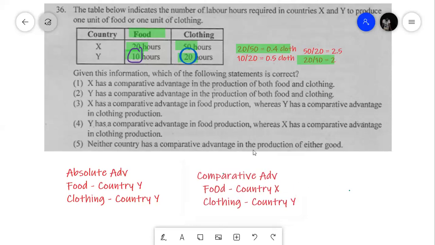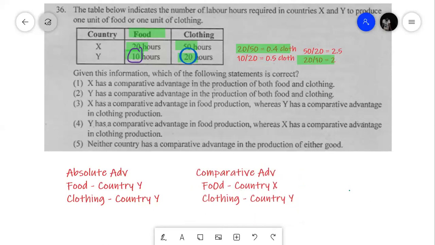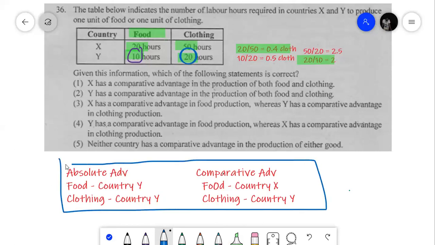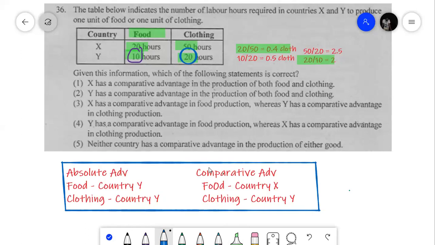Based on that, can you all read and tell me what the answer is? I'm not going to go through each and every answer. Based on the results we have, which one is the correct one? Answer 3. Most of you are saying answer 3. Let's see answer 3: X has the comparative advantage in food production. Food comparative advantage, country X, fine. Whereas Y has the comparative advantage in clothing. Y, clothing. Yes, that looks right. Any other answers?